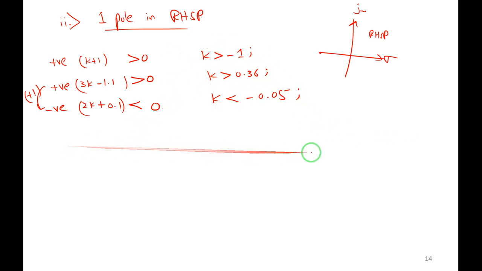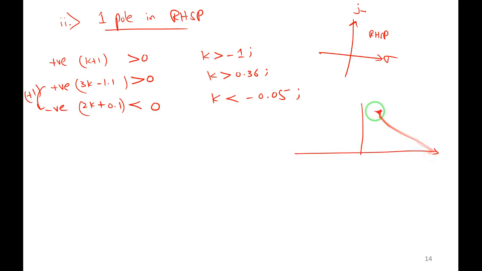So let me use the thumb rule. Actually, this is not the strict one, just in order to find out the range. So minus 0.05 is here, minus 1 is here, then 0.36 is here. So k is greater than minus 1. Greater than means it will go right side like this. K is greater than 0.36 means once again it will go right side only.